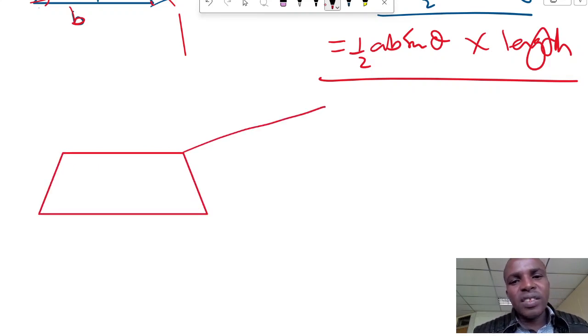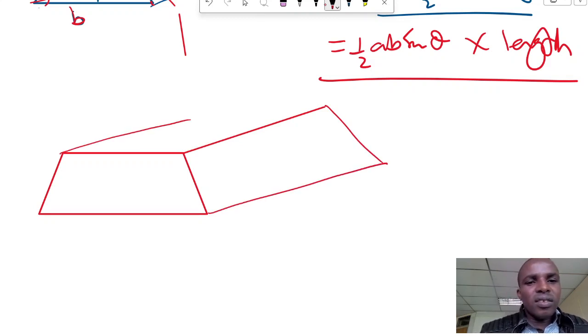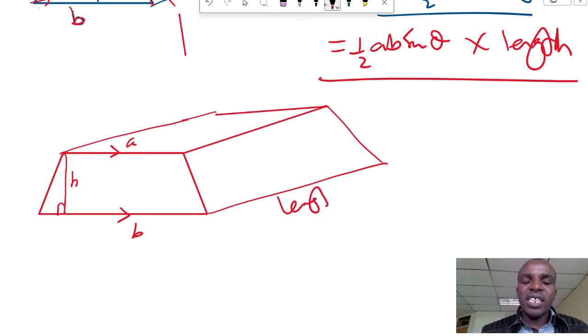Next, we can have a trapezoid. Something like this. Something like so. This one is another shape whose face is a trapezium of height h, and these sides are parallel. We call this A and B, and this will be the length.